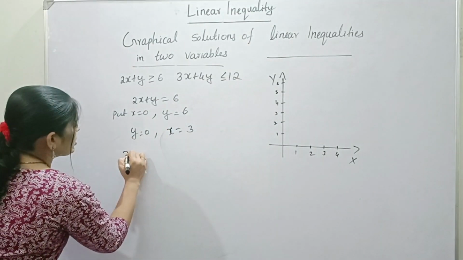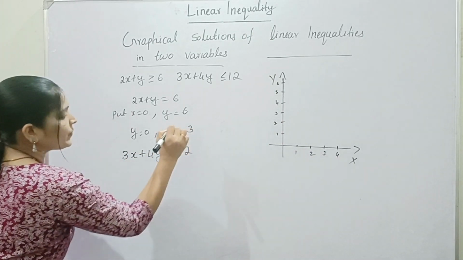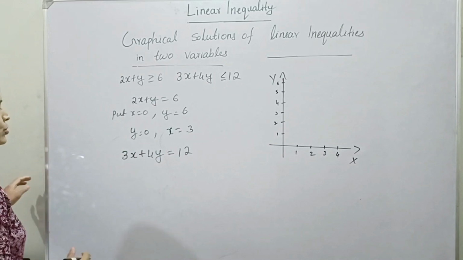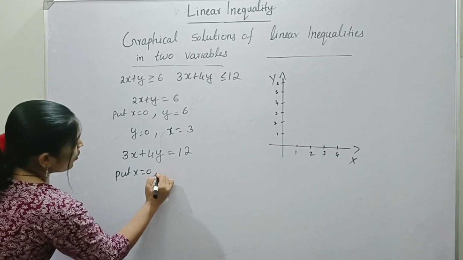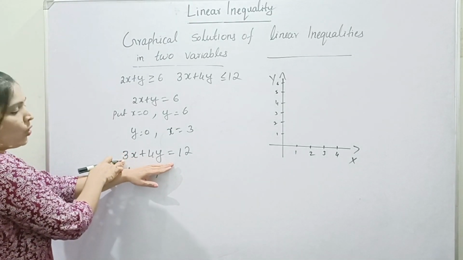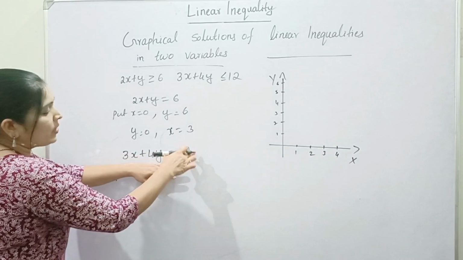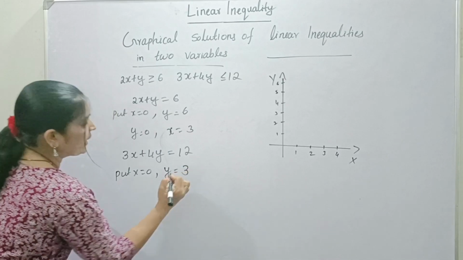Next, put x = 0 and y = 0 in this equation. I will write the equation 3x + 4y = 12. So here put x = 0 and y = 0. When x = 0, 4y = 12. So y = 12 divided by 4. So y = 3.